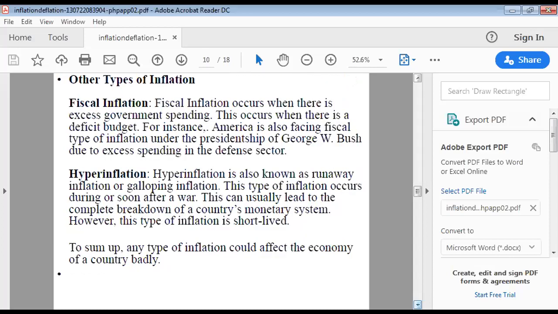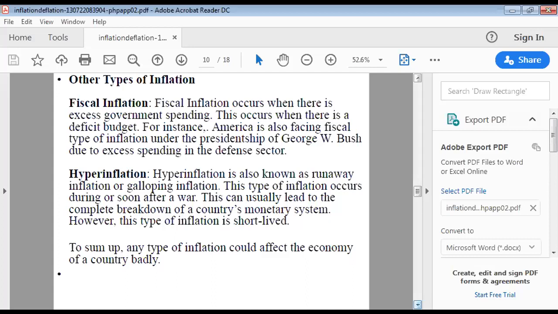Another type of inflation, fiscal inflation, occurs when there is excess government spending. This occurs when there is a deficit budget. For instance, America was also facing fiscal inflation under President George W. Bush due to excess spending in the defense sector. In recent time, going by the present COVID-19 outbreak and its impact on the economy, if the federal government decides to increase its spending in order to curb the impact, it may lead to fiscal inflation.